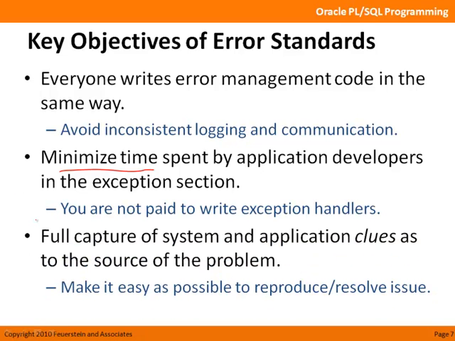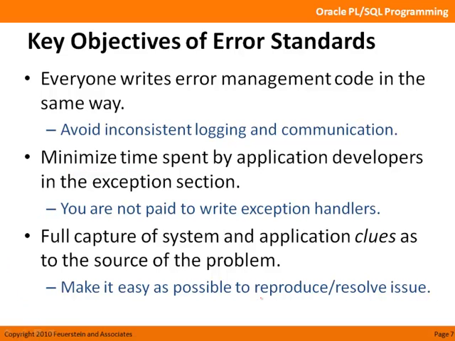And finally, we need to figure out a way, as part of the design and setting of standards, to allow for full capture of system and application clues as to the source of the problem. This is one of the areas of great weakness in the Oracle architecture that I will go over in this lesson. But we want to gather all this information, basically, what was the state of the application at the time the error occurred, to make it as easy as possible to reproduce and then resolve the issue.